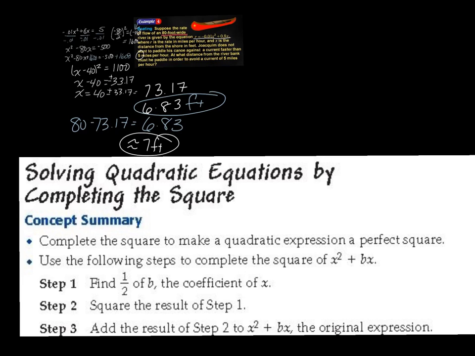Complete the square to make a quadratic equation a perfect square. Use the following steps to complete the square of x squared plus bx. Find 1/2 of b, the coefficient of x. Square the result of step 1 and add the result of step 2 to x squared plus bx, the original expression. Then we can go back to our, hey, find the square root of both sides and finish solving.